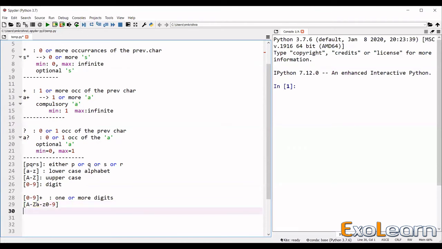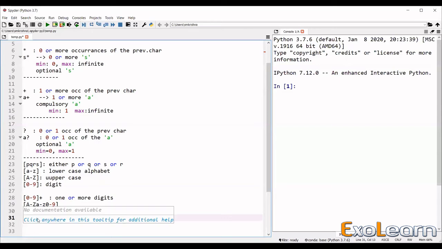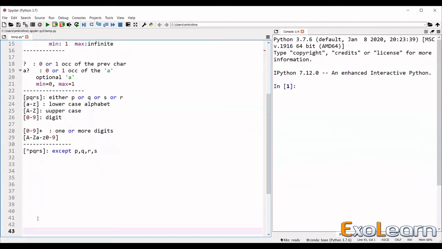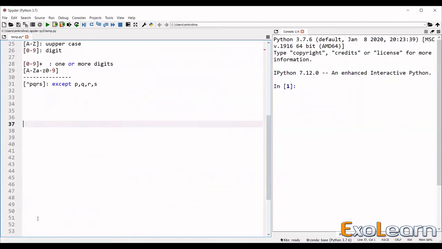Now, inside the square bracket I am using the caret sign, sometimes called the inverted V or caret symbol. Suppose I am writing caret PQRS. The caret symbol gives the meaning of negation, meaning except the listed characters, any other character is allowed. Here in this case, except P or Q or R or S, everything else is allowed. That is the meaning conveyed here.